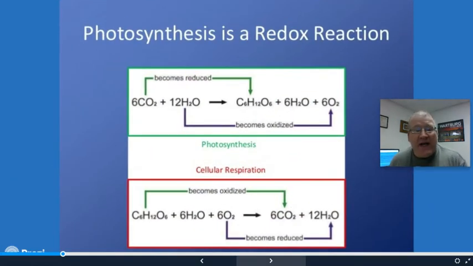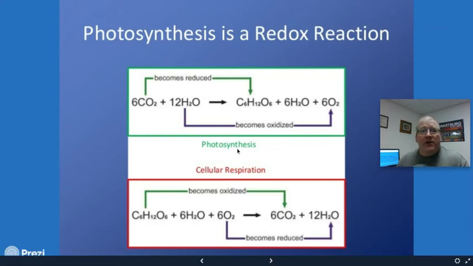Photosynthesis is a redox reaction. Here's photosynthesis compared with cellular respiration. Notice cellular respiration down here in red. We start with glucose, add a little water and oxygen, and break that down. So this arrow now represents glycolysis, Krebs cycle, and electron transport chain.